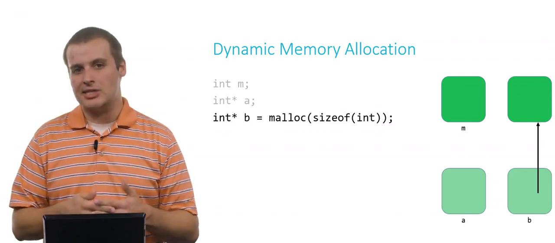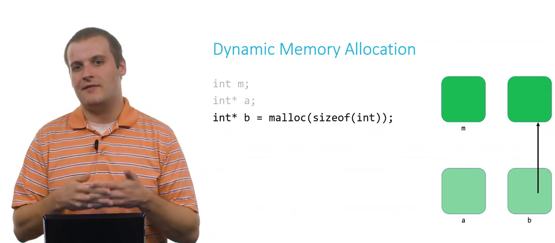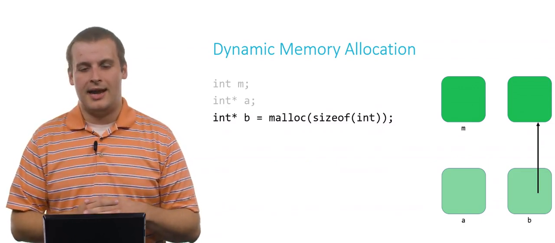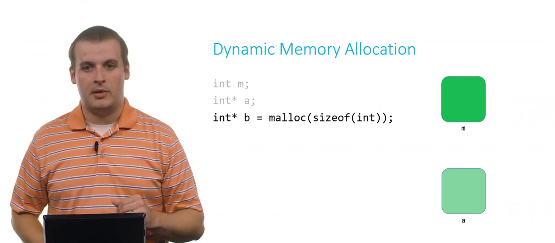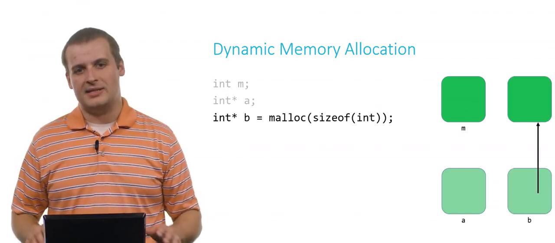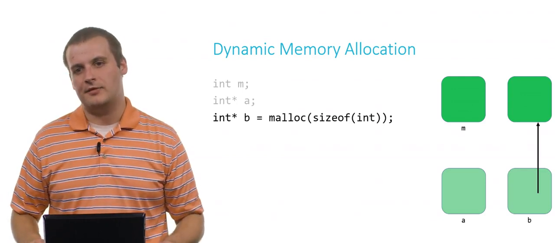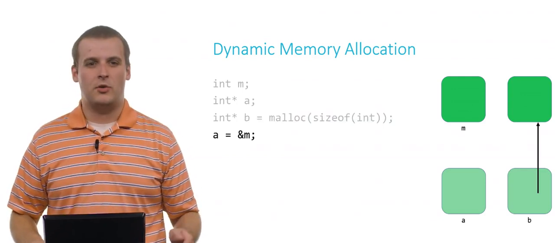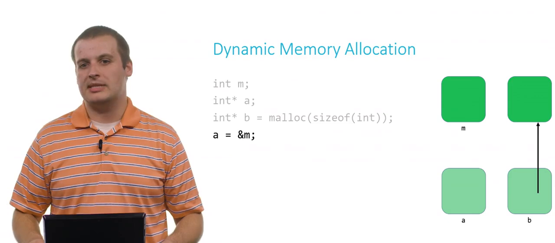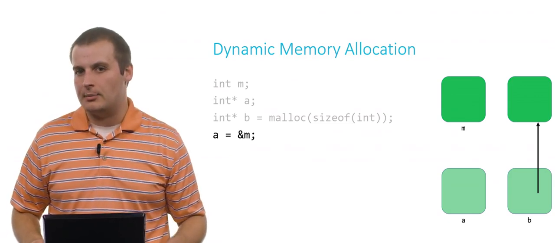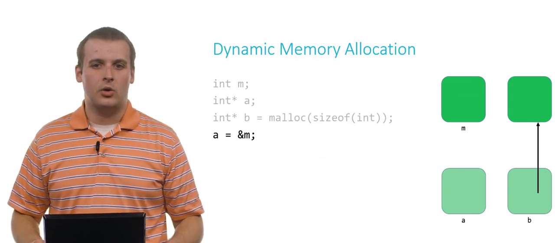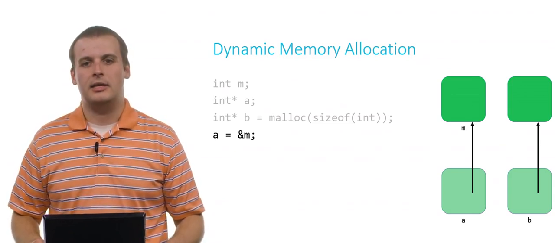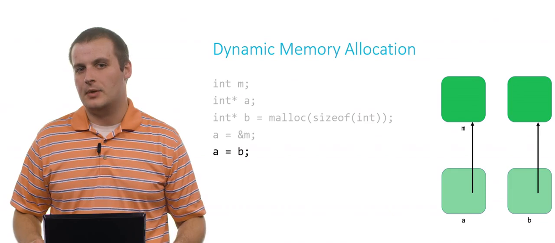So when we say int star b equals malloc size of int, that right there, that arrow, that whole thing, is what happens. All of that happens in that single line of code. Now I'll get a little more straightforward again. a equals ampersand m. Do you recall what a equals ampersand m is? Well, that's a gets m's address, or put more diagrammatically, a points to m.